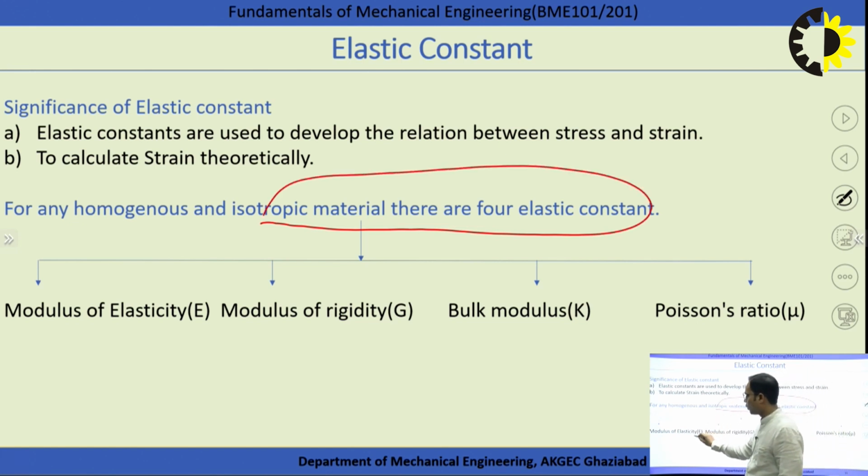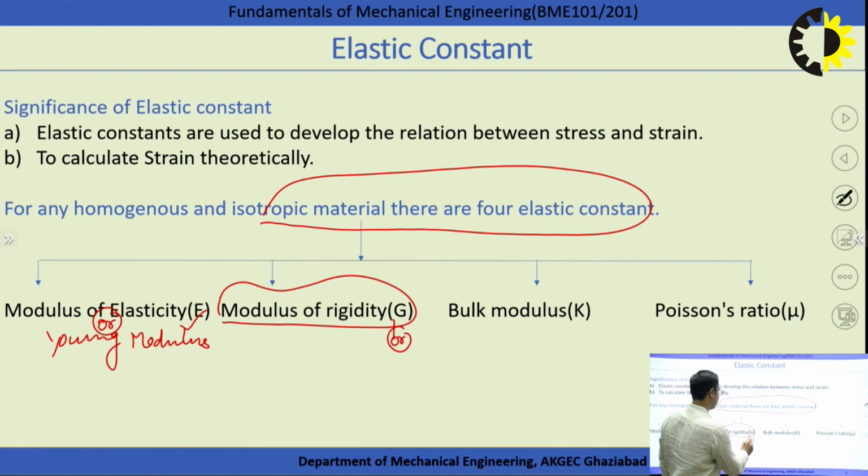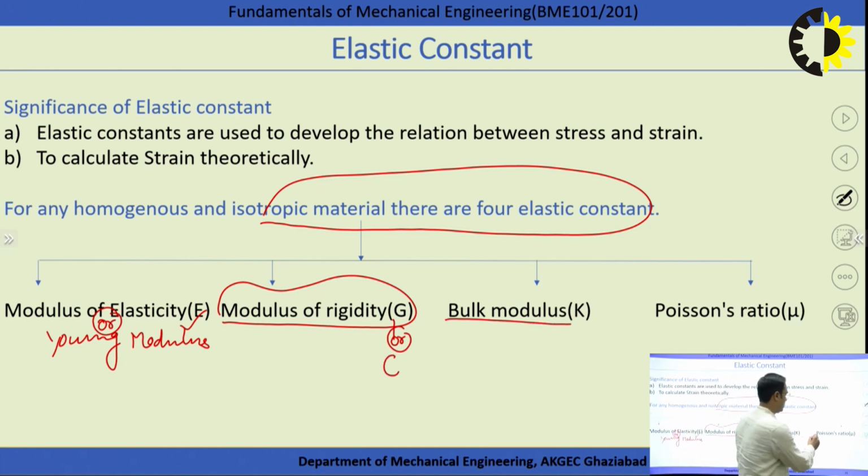One is called modulus of elasticity. In many books it is also known as Young modulus, and generally it is represented by E. Another one is modulus of rigidity. In some books it is also represented by C. Bulk modulus is represented by K. Poisson ratio is represented by mu.